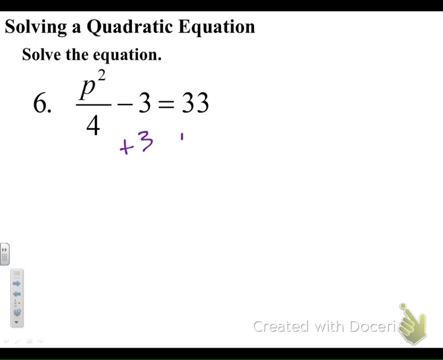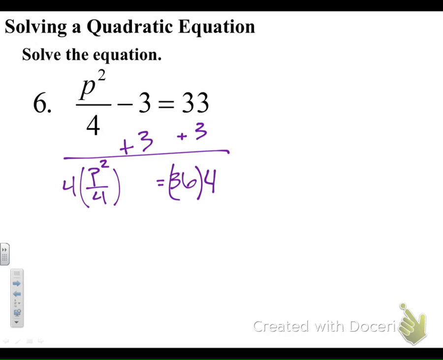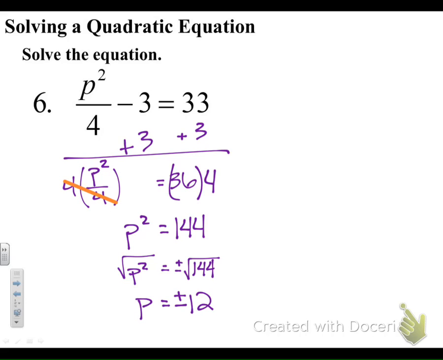So we're going to add 3 on both sides. And we've got p squared divided by 4 equals 36. To undo this division by 4, we're going to have to multiply by 4 on both sides. When we multiply, 4 divided by 4 is 1. We're left with p squared equals 144. So, when you take the square root, be sure you include the plus or minus. So p is either positive or negative 12.